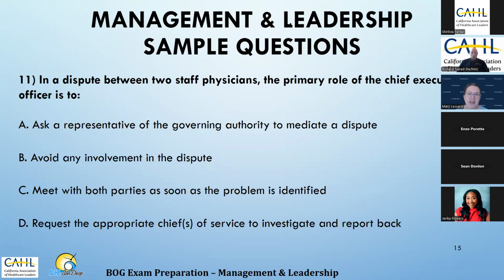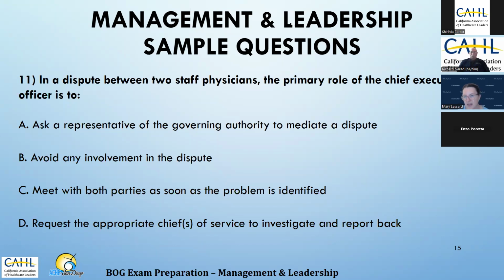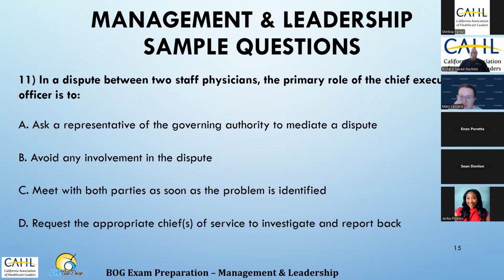I'm not really quite sure. Governing authority, maybe they're referring to the board. I'm not really sure what a representative of the governing authority is. I don't think that's the primary role of a chief executive, to ask somebody else to mediate a dispute between two staff physicians. So I'm going to eliminate A. So between C and D, meet with both parties as soon as the problem is identified.